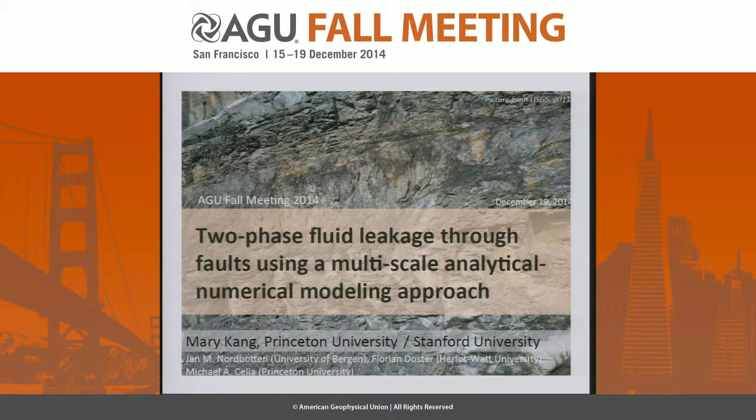So the title of my talk today is Two-Phase Fluid Leakage Through Faults Using a Multiscale Analytical Numerical Modeling Approach. I want to acknowledge my collaborators, Jan Nordbotten at University of Bergen, Florian Doster at Heriot-Watt, and Mike Celia at Princeton.